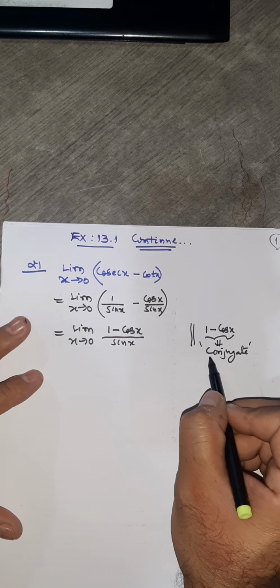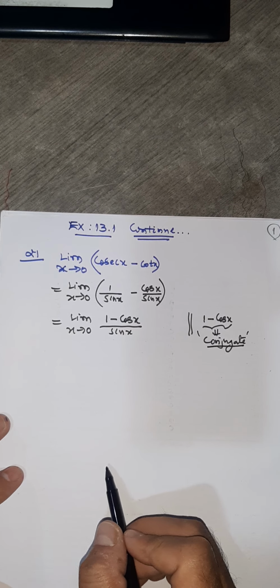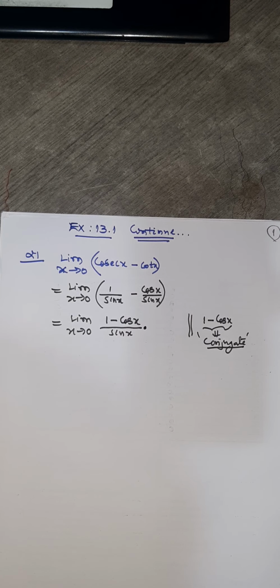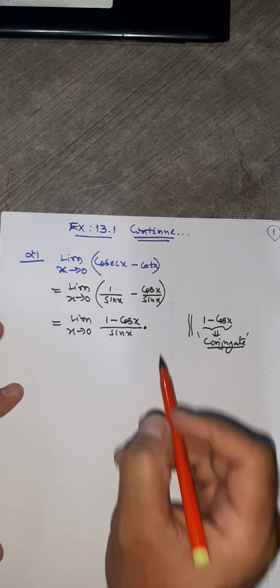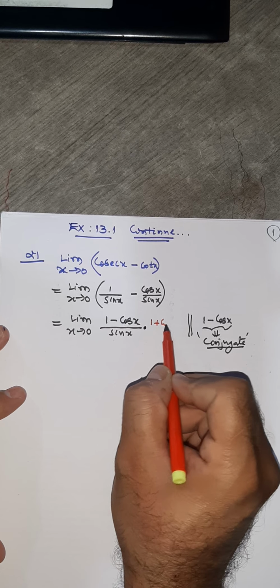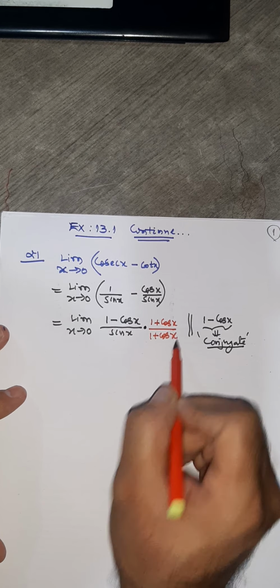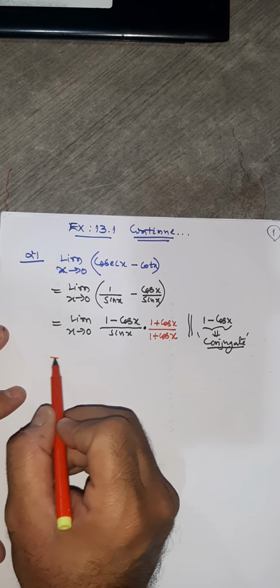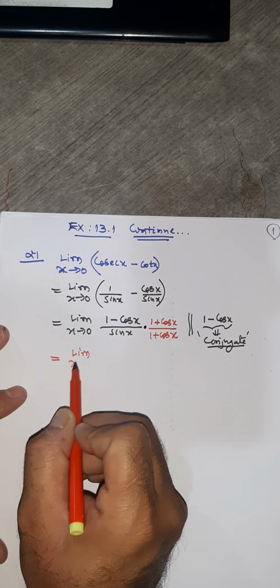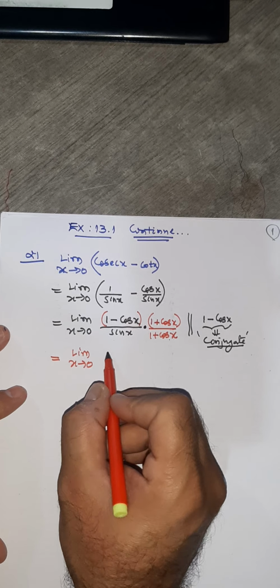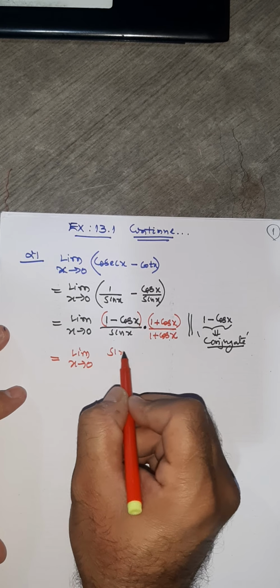Without that also it can be done, remember, but this is comparatively easier. So I'm taking conjugate of what? 1 minus cos. What's the conjugate? Same expression with opposite sign. So 1 plus cos x. Multiply and divide with this. Why we did this? You must be knowing, because this into this gives us what? 1 minus cos square, which is sine square.